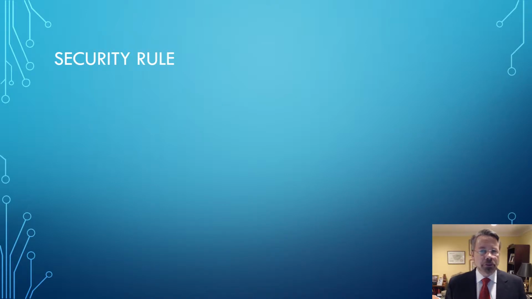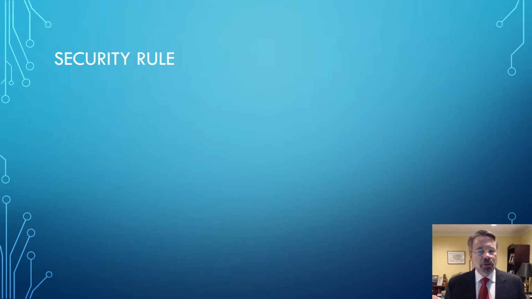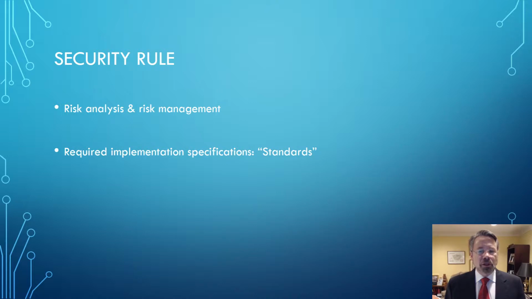Let's talk about the security rule under HIPAA. It was first released in February of 2003. It applies only to electronic data. It is a fluid rule in that it requires that every organization do a risk assessment of what are their vulnerabilities, what are reasonable remedies for those. It requires that, basically, the organization comply with the standard practices for an organization of their size.